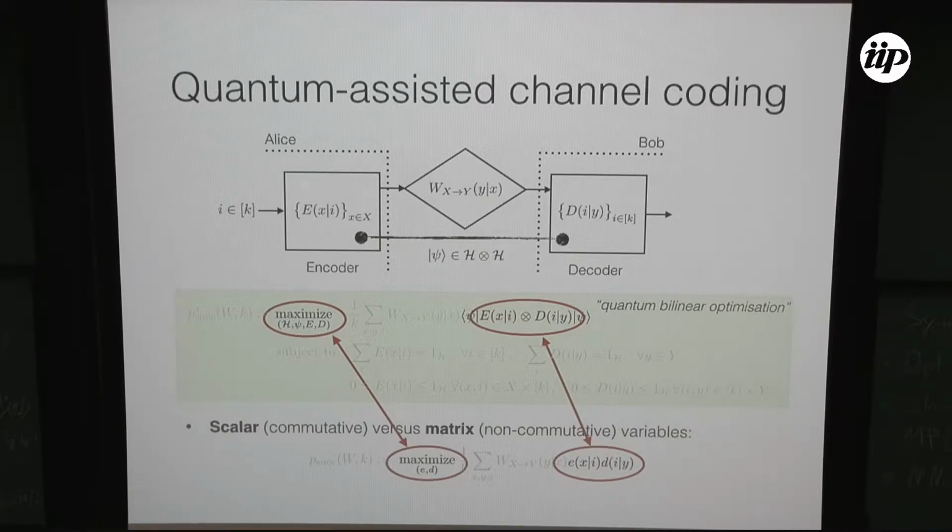I'm not sure how well you can see it. But before, it was bilinear optimization. We had the e and the d in the objective function, and we had to optimize over all of these e's and d's. In the quantum case, it's very similar. We really just have, in some sense, a non-commutative extension of this classical optimization. In particular, we have these matrix-valued encoders and decoders now, and we also have to optimize over all possible quantum assistance. You can use any quantum system, so we optimize over all these possible realizations.